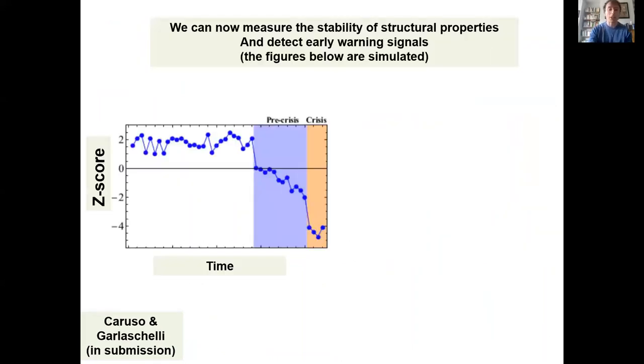So this is a simulation, and you can see that I have the zeta score on the y-axis for a particular metric. That zeta score is telling me the divergence of the real network from the ensemble. This is the normal network over time, and it's all okay. And then the crisis comes. At some point, there's a change in regime. So I can now monitor the change in regime over time for the network.